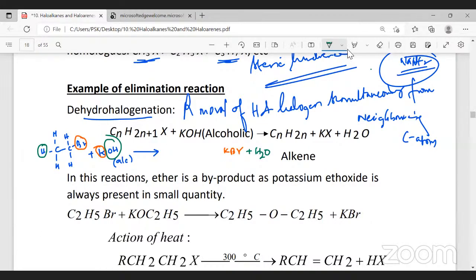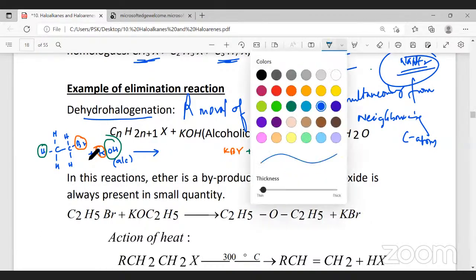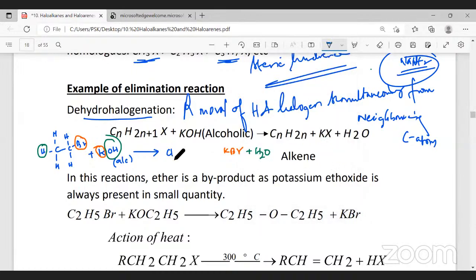When this hydrogen and OH get eliminated as water, what is left out? You have CH2 single bond CH2. Can the molecule exist? Carbon should have 4 valency. Each carbon atom has 3 bonds because hydrogen and bromine are eliminated. Therefore, what will be formed? A double bond will be formed, and the name of the molecule formed is ethene.